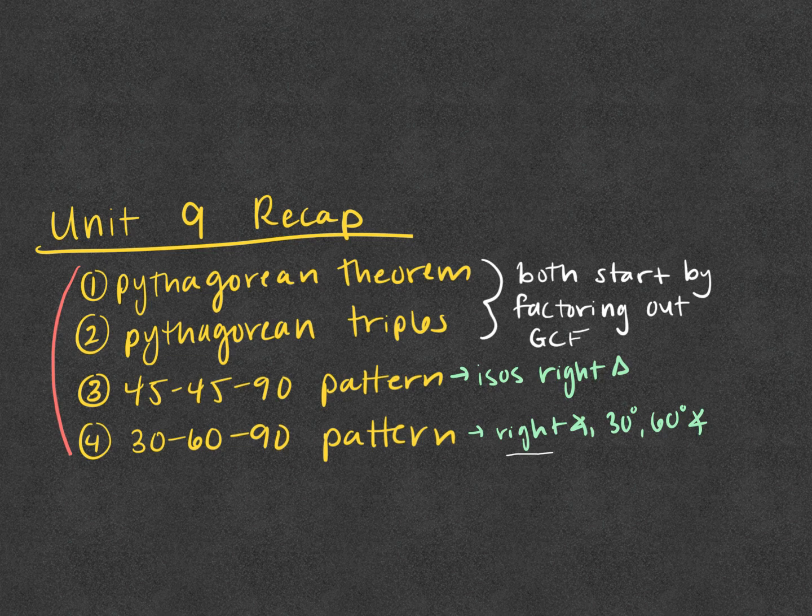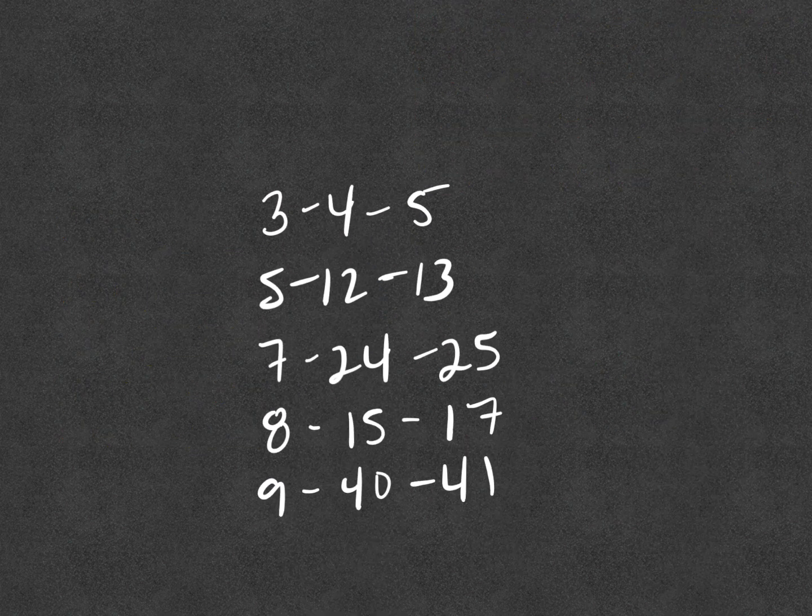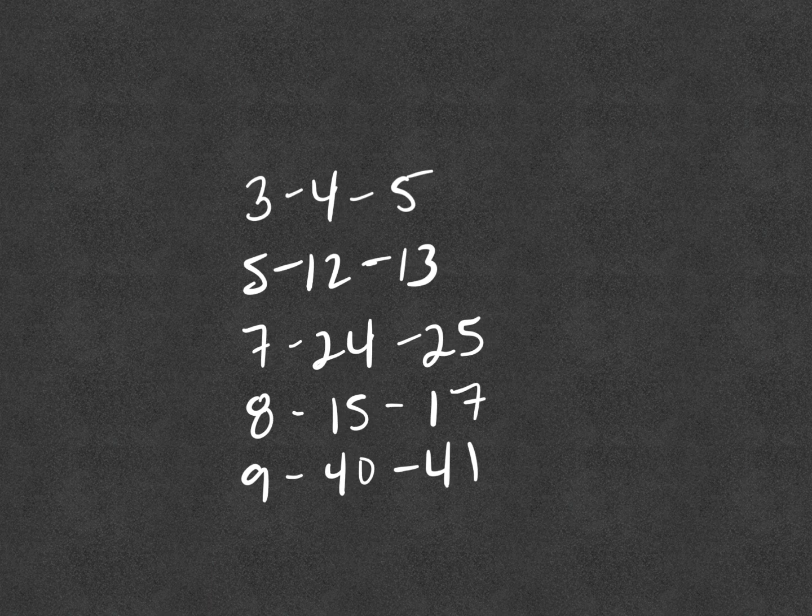Okay, so just a reminder, the triples are 3, 4, 5; 5, 12, 13; 7, 24, 25; 8, 15, 17; and 9, 40, 41. You do need to have these memorized, and then any multiple of these also works. So an example could be, if we have a scale factor of 3, this would be 9, 12, 15, which also works, or a scale factor of 2 1/2. So 5 over 2, 6, 13 over 2 also works.